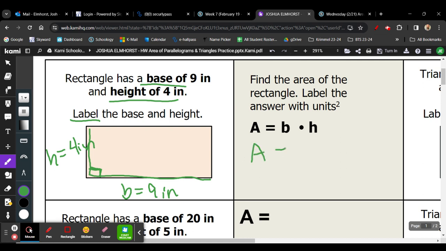We go over here and fill our formula out. Instead of b, we're going to put in 9. And instead of h, we're going to put in 4. So 9 times 4 is 36. And this is inches. And we multiply inches times inches. It's going to have inches to the exponent of 2, or inches squared.